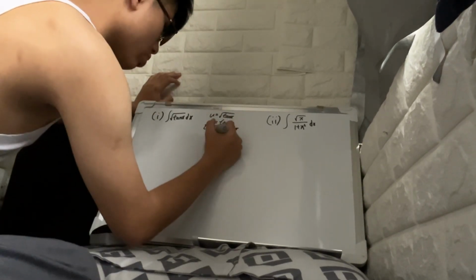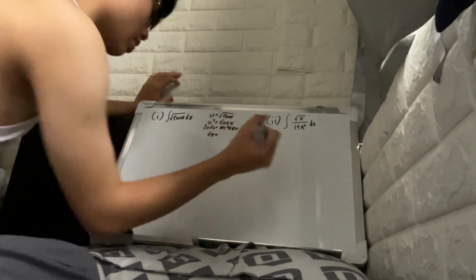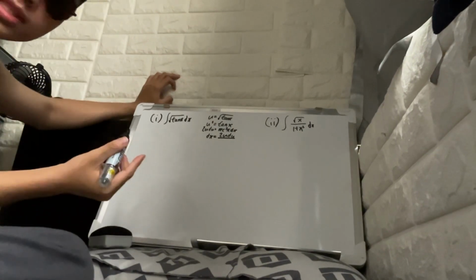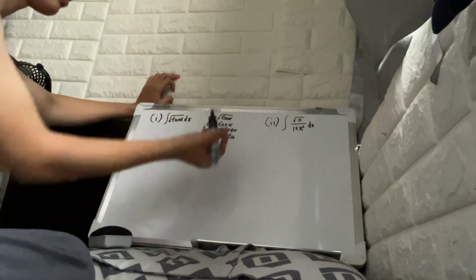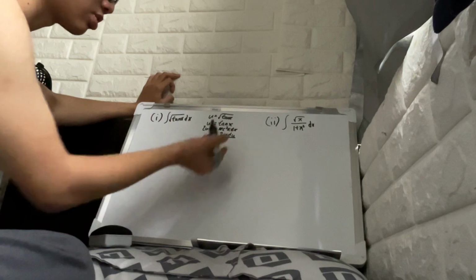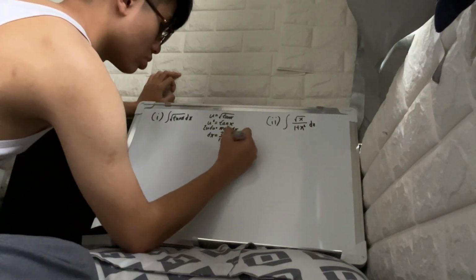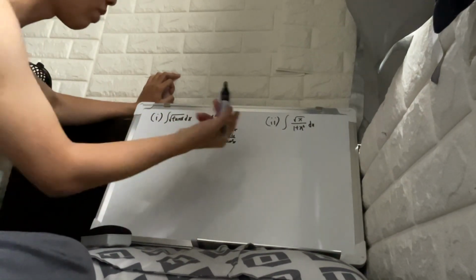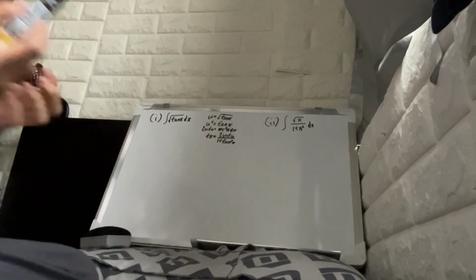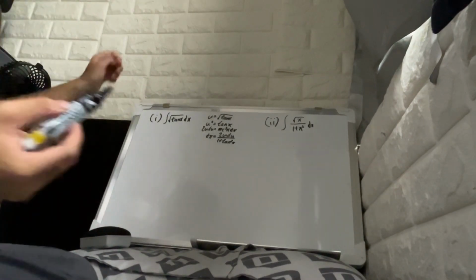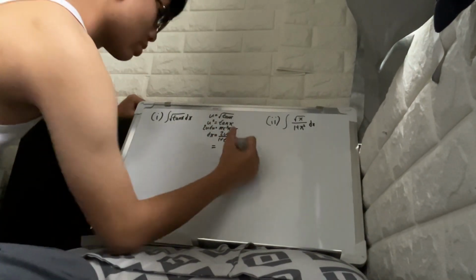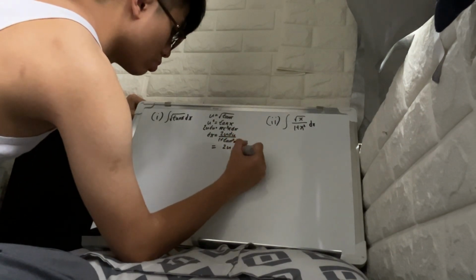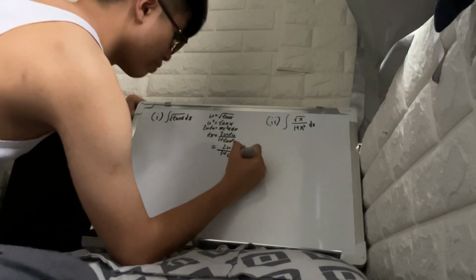What is our dx right now? dx is equal to 2u du over secant squared x. I want it in terms of tangent x, so secant squared becomes 1 plus tangent squared x. Squaring both sides, tangent squared x is equal to u to the power 4. So dx is 2u du over 1 plus u to the power 4.